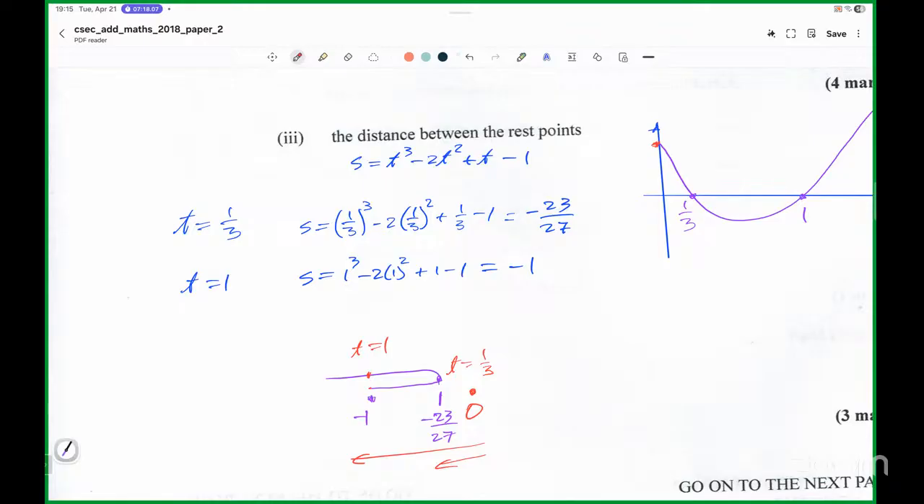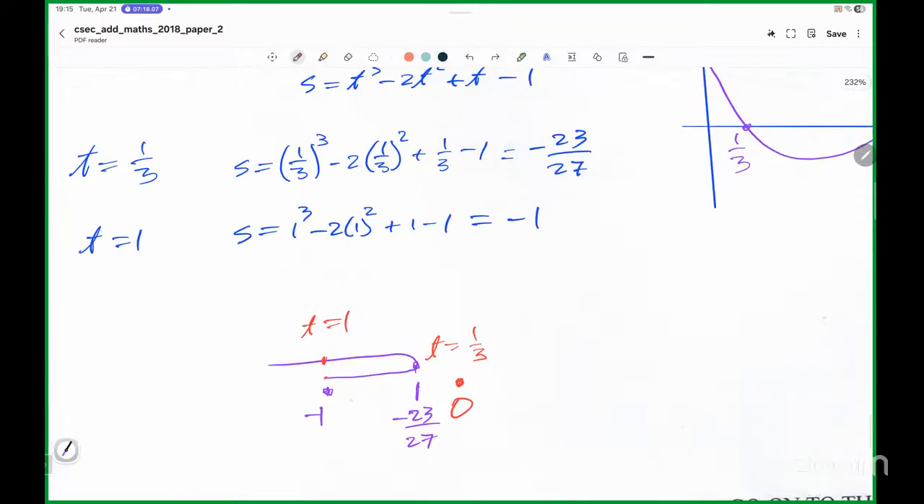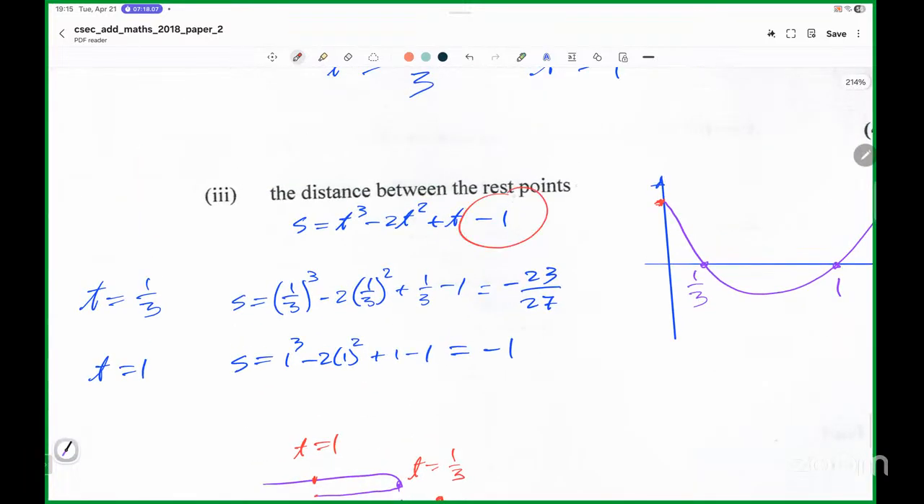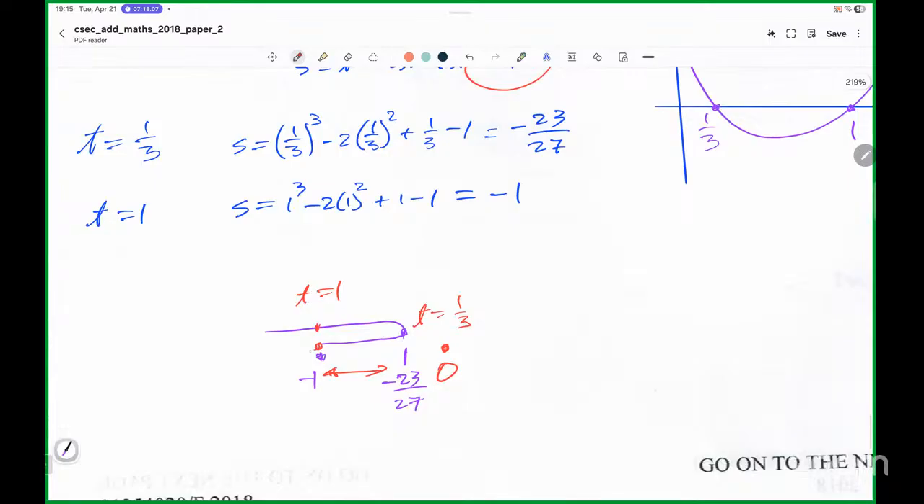The distance between these two is the measure between these two values, between -1 and -23/27, or whatever that is. So you can literally take the difference between the two numbers, that's the distance between them. The negative just means that they're on the left side of 0. The particle starts to move on the left side of 0. But when t equals 0, it was at -1. It never starts at 0, because when t equals 0, the displacement is -1. So it actually started to move here. This is when t equals 0, when it starts to move.